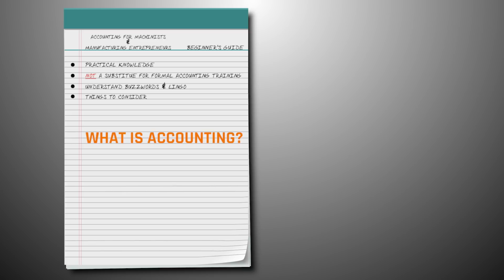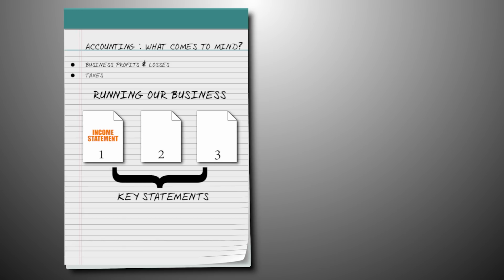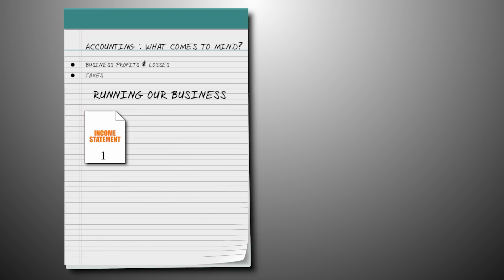What is accounting? Most people think about accounting when it comes to profits and losses for their business and taxes, and that's a great place to start. When it comes to running our business, we do what's called an income statement, and that's one of the three key statements from an accounting standpoint. The other two are a balance sheet, and the third is a cash flow. We're going to talk mostly about income statement type stuff today.